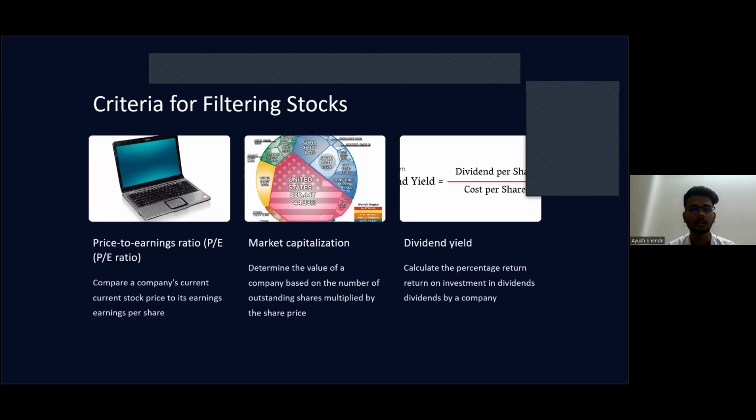Now there is the criteria for filtering stocks. There are many criteria, but the most popular are the price to earning ratio, that is the P/E ratio, in which we compare the company's current stock price divided by the money earned by the company per stock. Then there is market capitalization. It determines the value of a company based on the number of outstanding shares multiplied by the share price. And then finally, there is dividend yield. This is used to calculate the percentage return on investment in dividends by a company.